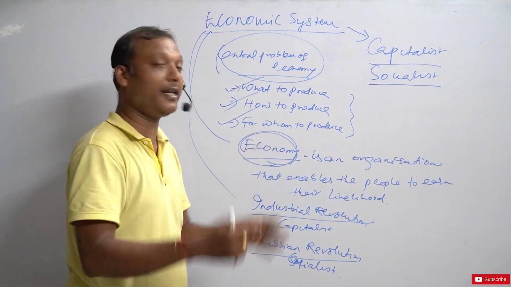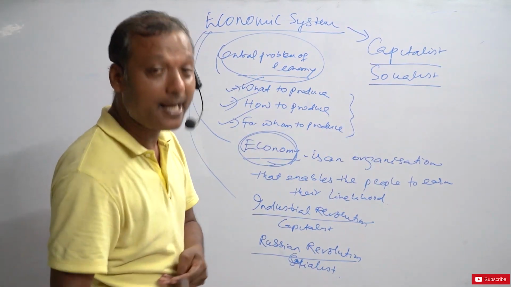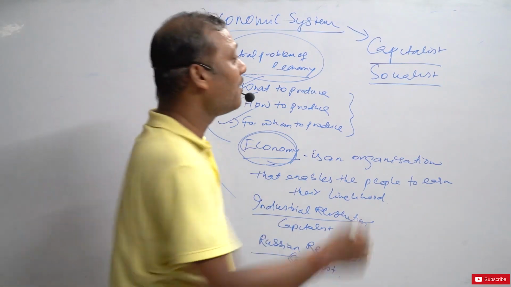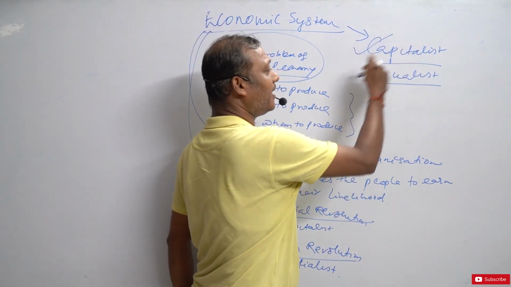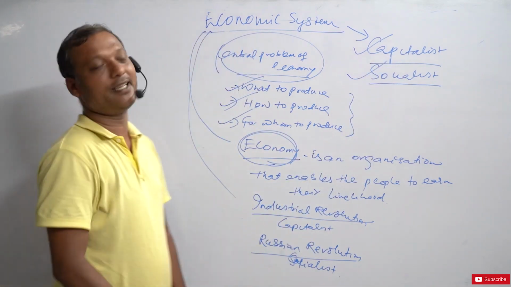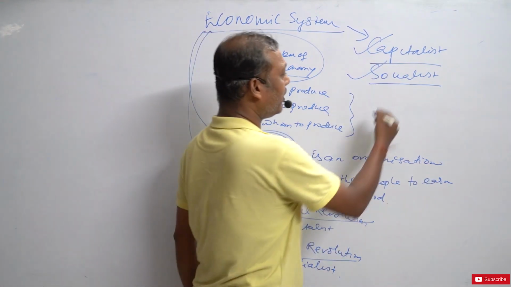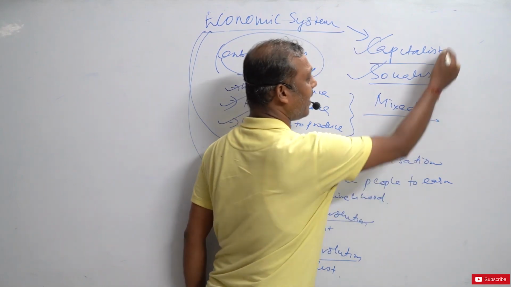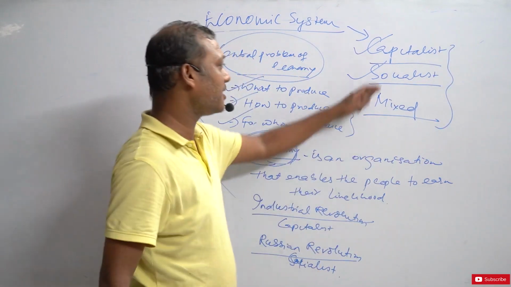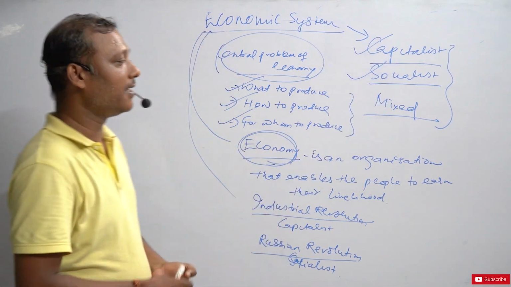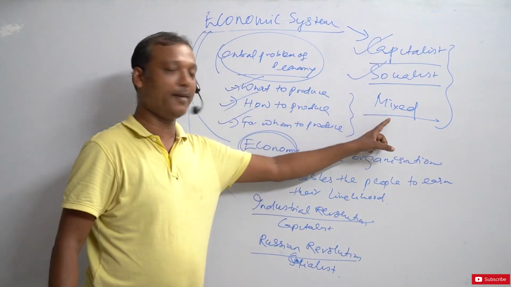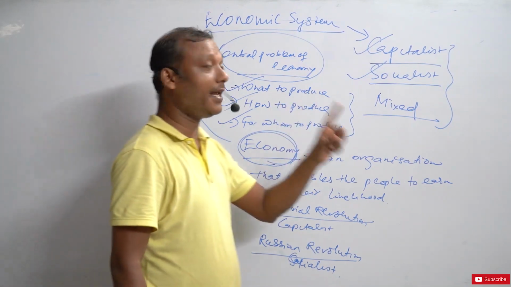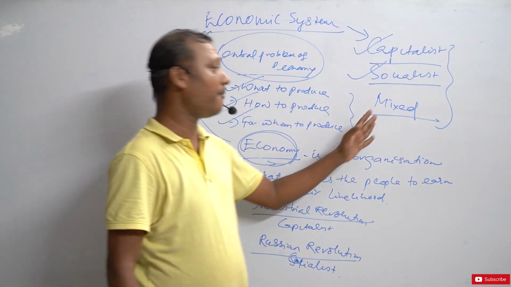And when a country has both features, like India, India is one of the burning examples of a mixed economy, where you will find both the features of the capitalist economy and the features of the socialist economy. So now we have come to the third point, your mixed economy. India is one of the leading examples of a mixed economy in the 21st century.